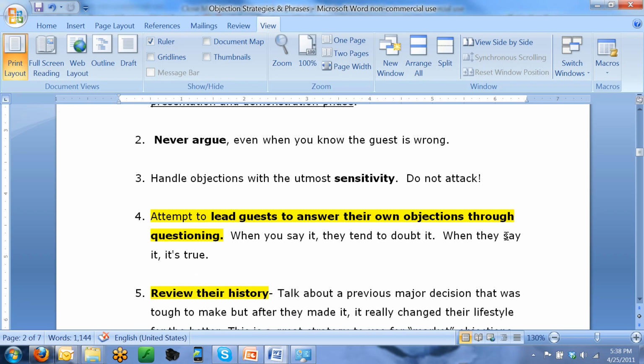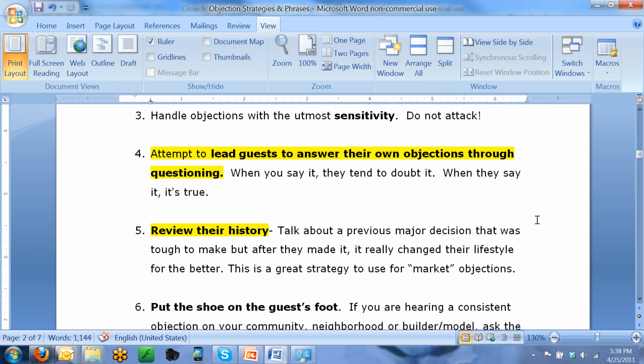All right, number 4 here, which one I really like. Attempt to lead the guest to answer their own objections through questioning. That's the strategy that I use the most, and you'll see that in the scripts. Reviewing their history: you talk about a previous major decision that they made and how it really changed their lifestyle for the better. It's a great strategy to use for market objections.